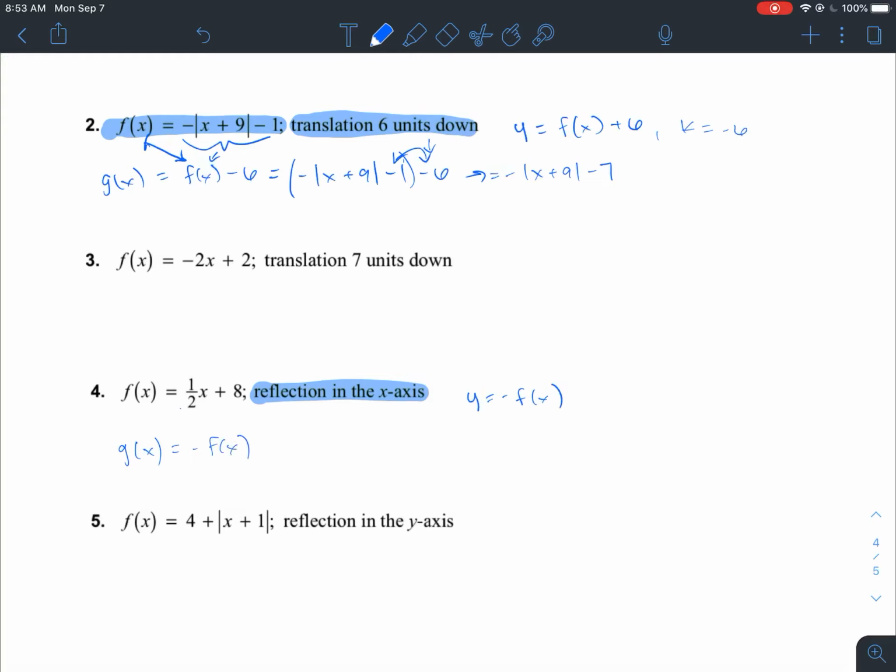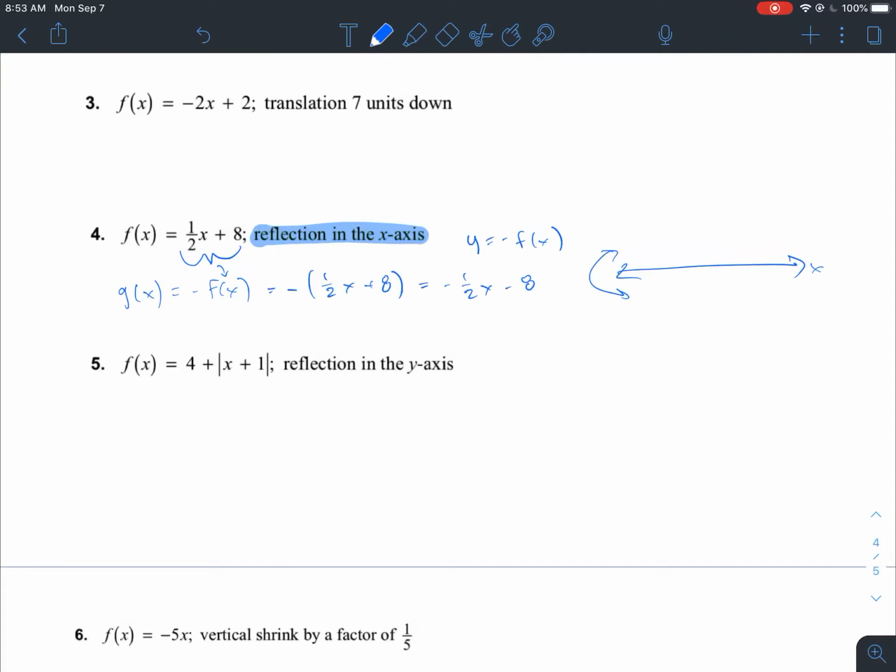So again, this is our f of x value, so we're going to just replace f of x with this. So this is equal to negative, and then we have 1 over 2x plus 8. And then if we distribute that negative, we have negative 1 over 2x minus 8. Alright, so again, this is a reflection across the x-axis. So we're going to flip it over the x-axis like that.